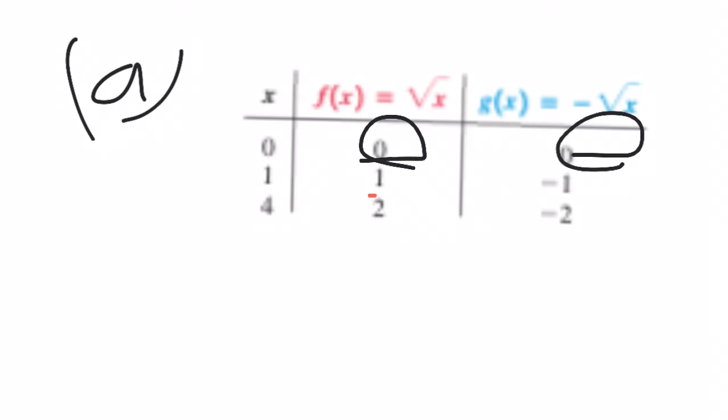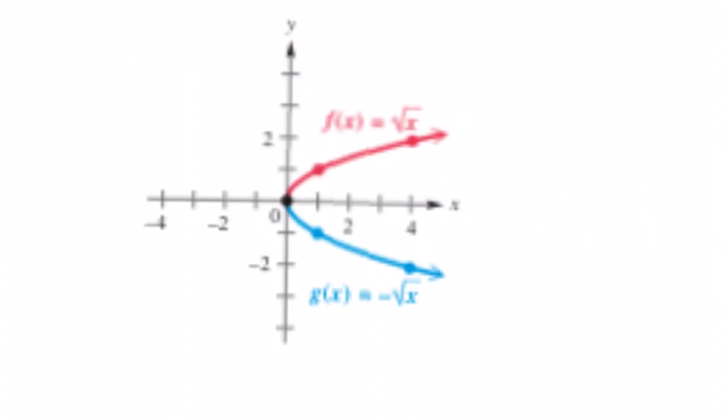Now, you plug in 1 for the parent function, you get positive 1 for the y value. But if you plug into your transformation, the y value is negative. Likewise, if you plug in 4 into the parent function, you get positive 2 out for the y value. But if you plug it into the reflection g of x, you get negative 2 out. So if you plot these points, you get the following graph. Alright, here are the graphs of f of x in red and g of x in blue.